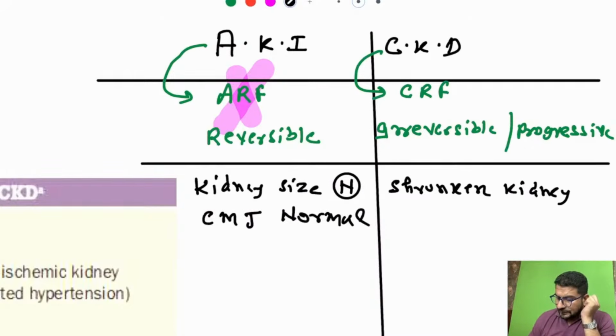Corticomedullary junction is normally clearly visible in AKI. This corticomedullary junction will disappear or is lost in CKD. Clear? Any doubt, guys? Now understand this thing. I'm telling you the same thing: you cannot differentiate by symptoms.